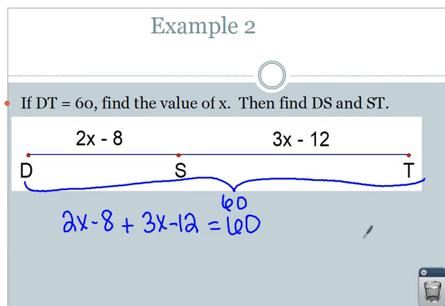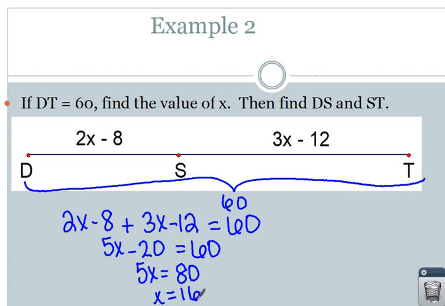So now we can do our algebra. You can do it however you wish. If it was me, I would combine like terms first. And when you combine like terms on the left side, you do not do the opposite. I don't subtract 2x. Okay? They get added because they're on the same side. Negative 8 and negative 12 just go together and make negative 20. Okay? It's only opposite if you go across the equal. All right, so now I'm going to add 20 to both sides and then divide by 5 and get x to be 16. That was part of our question.